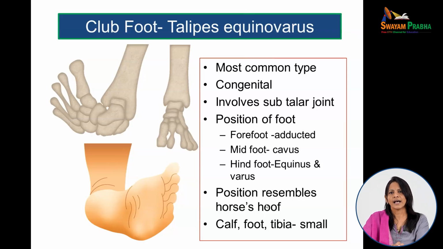This position resembles a horse hoof, which is why it is called equinovarus. Because of this malformation of the foot, the calf, the foot, and the tibia are all small, and as a result, the child's leg itself will be shortened on one side if it is unilateral. If it is on both sides, then the shortening is visible in both legs.